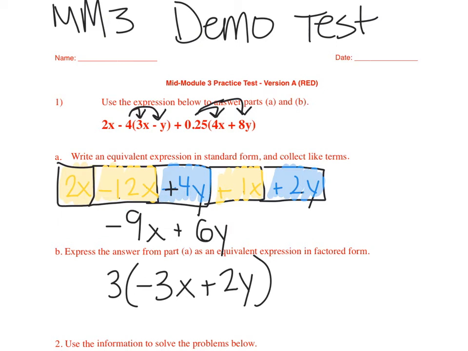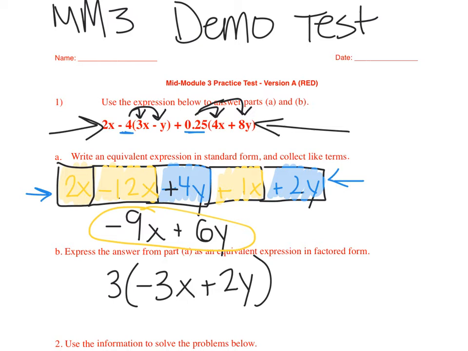Okay, here on 1A, you can see that I used the distributive property up on the original expression to distribute my -4 to the 3x and the -y, and the 0.25 to the 4x and the 8y. Once I brought down that expression right here, I boxed in each term, and then I used my highlighter to identify like terms. So I've got two, the yellow being the x's, the blues being the y's, and then I just added my coefficient.